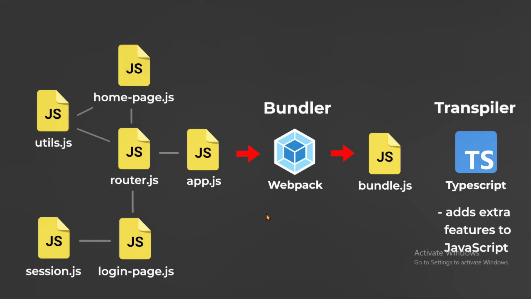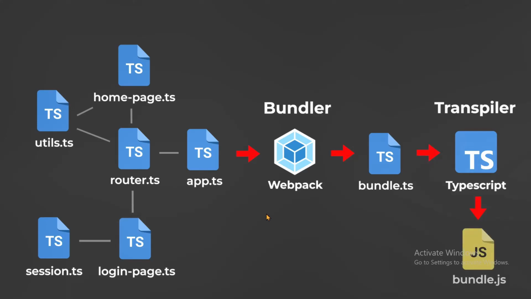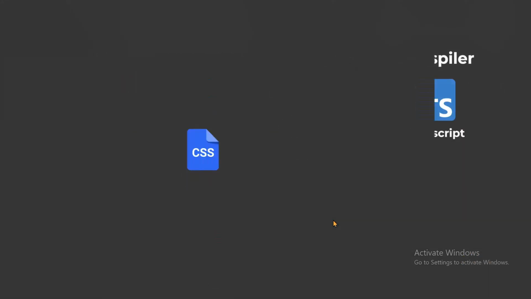Another tool we use is called a transpiler. The most popular one you'll hear about is TypeScript. A transpiler has extra features added to JavaScript. We write an enhanced version of JavaScript, and then the transpiler transforms the enhanced JavaScript back into normal JavaScript, because browsers like Google Chrome only understand normal JavaScript. So those are the major technologies in JavaScript.